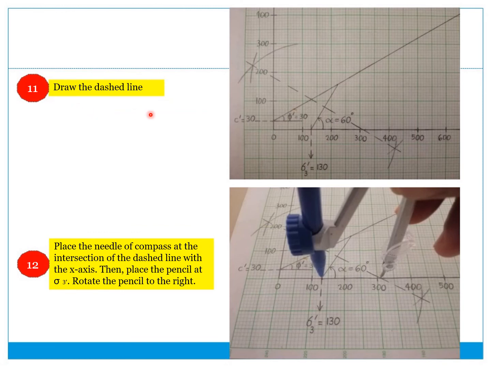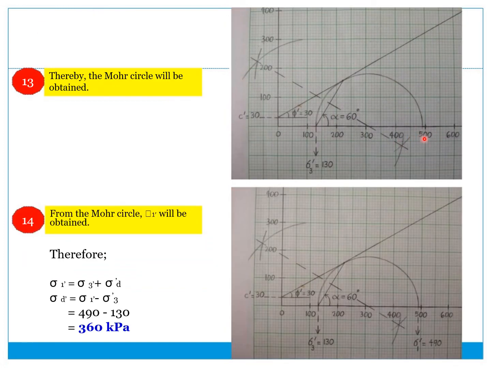Next, you draw the dashed line and then place the needle of the compass at the intersection. Then place the pencil at sigma 3 prime and rotate the pencil to the right. So you draw the circle from here, and then you will get the sigma 1.